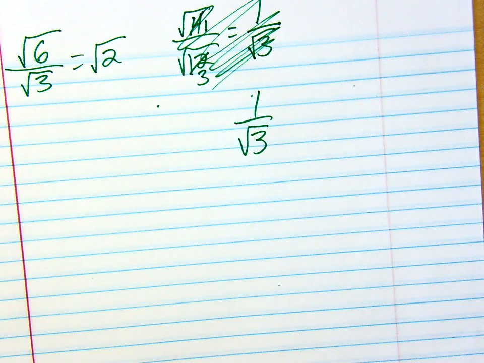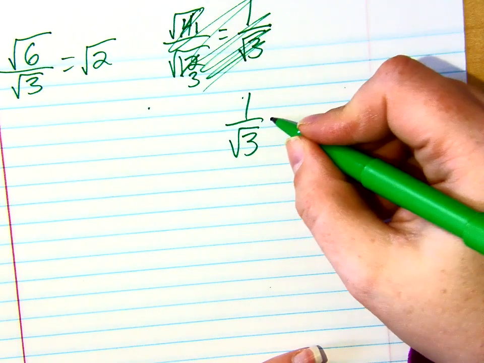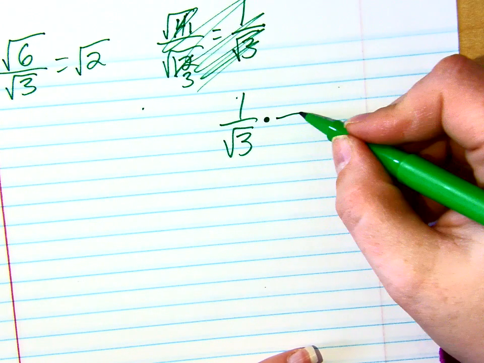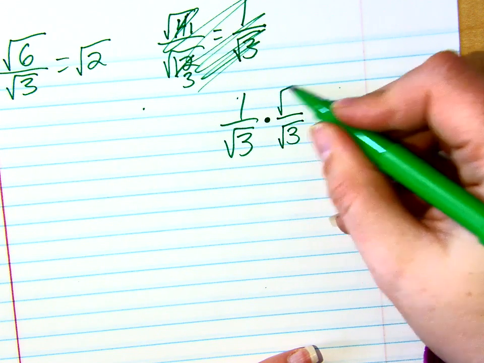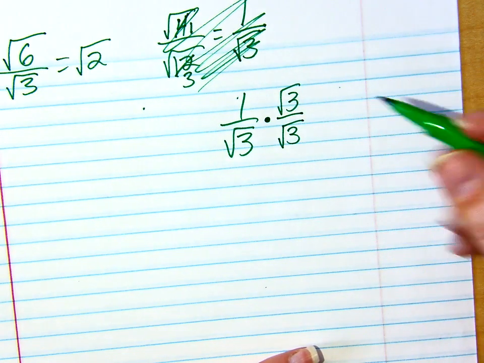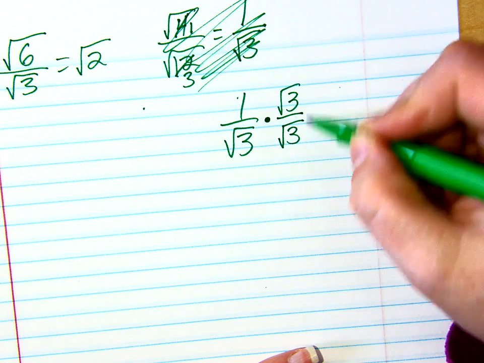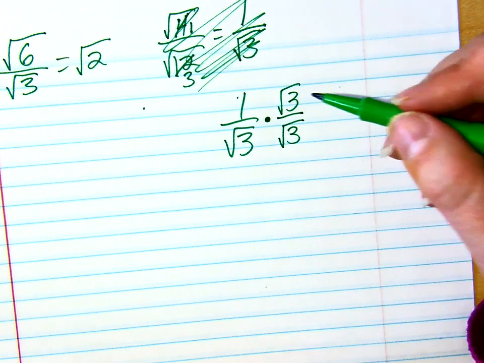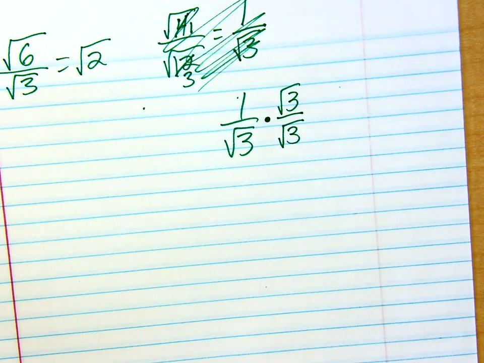Don't you multiply the top and the bottom both by square root of 3? By square root of 3, exactly. So here's what I need to do. I'm going to multiply the top and the bottom by the square root of 3 over the square root of 3. Now, what is this really? It's really 1. You're allowed to multiply any number you want by 1, and you haven't changed its value.